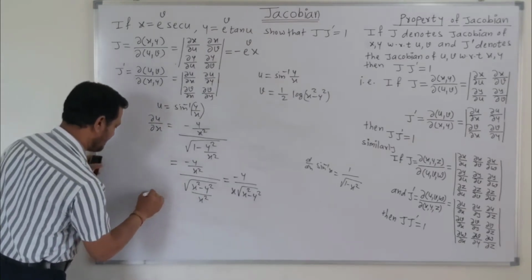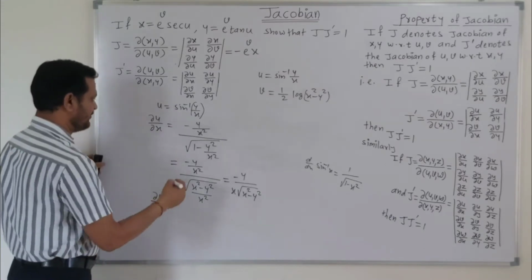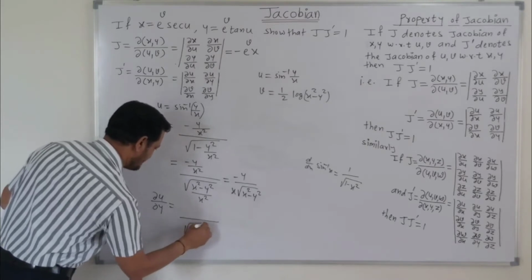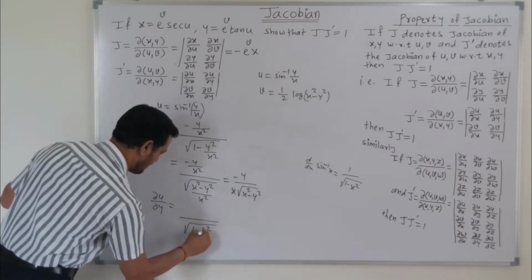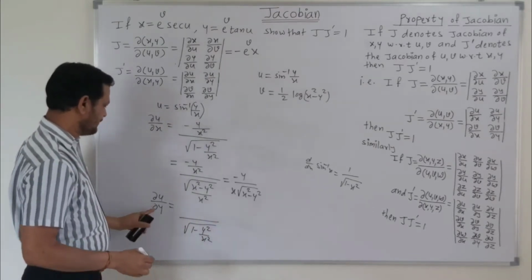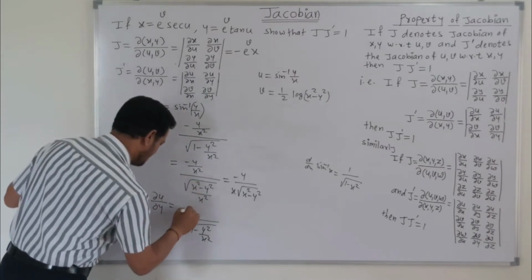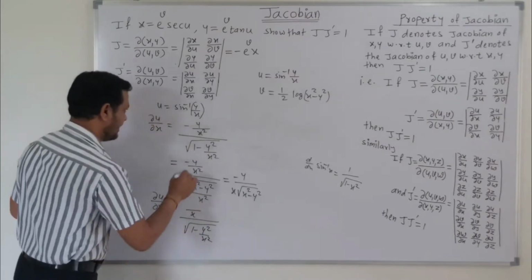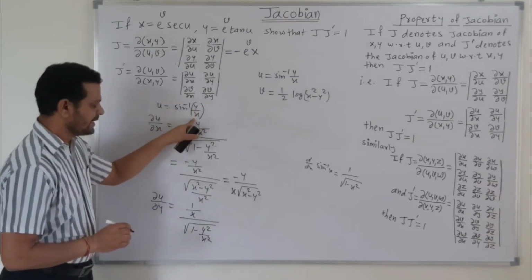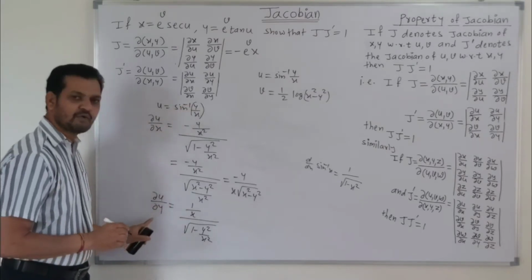Similarly, find out the partial derivative of u with respect to y. When we take the partial derivative of u with respect to y, again the same concept is applicable. So we can write this as root of 1 minus y square upon x square. Here friends, we are taking the partial derivative with respect to y, that means x is constant. So this is 1 upon x as it is, which is constant, and the derivative of y with respect to y is 1.